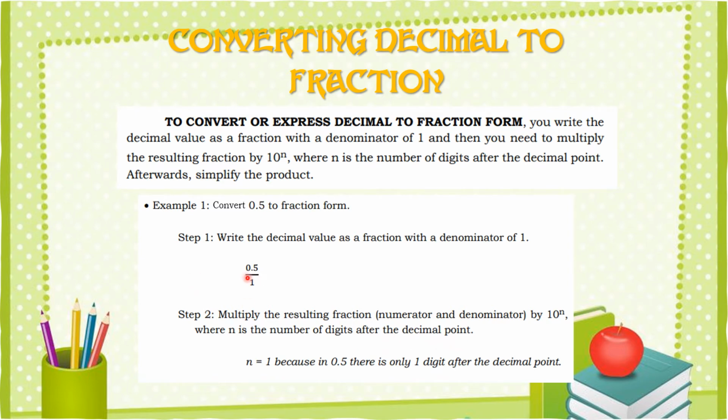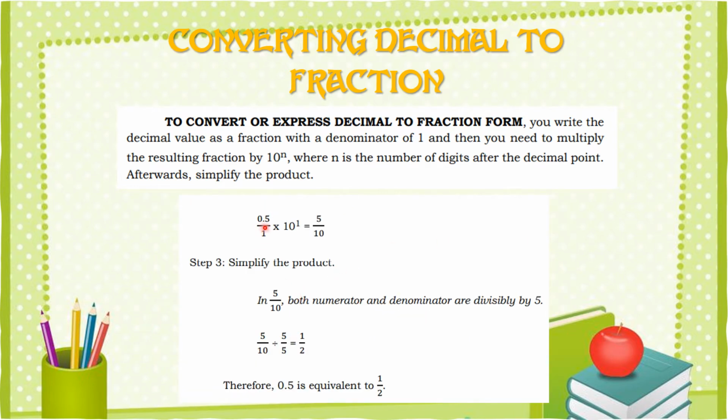In our numerator, our decimal number has one decimal digit after the decimal point. So therefore, the value of n is 1. I hope you got it. You follow the process. So next, we have here 0.5 all over 1 times 10 raised to 1. Why is 1 the exponent? Because we only have one digit after the decimal point. So 10 raised to 1, guys, is just equal to 10.